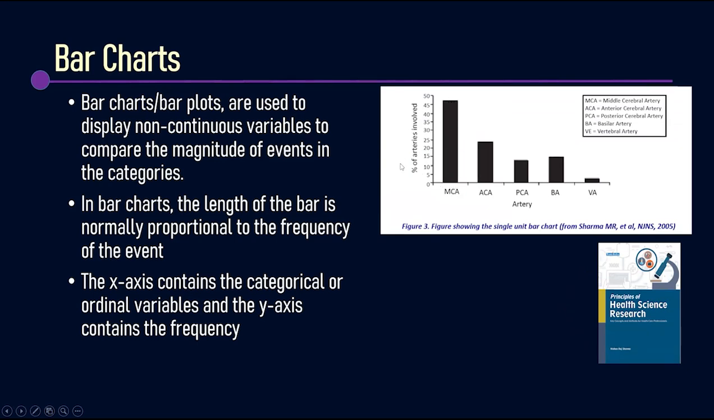So by just looking at this, we can immediately say that MCA is the most commonly affected artery, and the vertebral artery is the least affected by this disease. And here is the legend. You have to say what you mean by MCA. Even if you have described this MCA in your text, still you need to write the full form here.